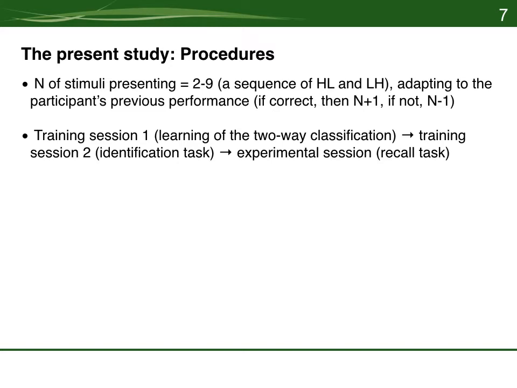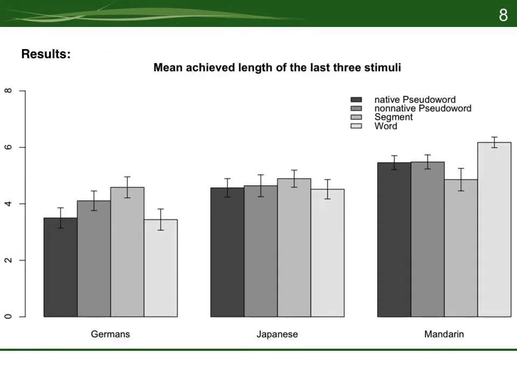The number of stimuli varied between 2 to 9 according to the participants' previous responses. If the answer was correct, the next trial contained n+1 stimuli. If incorrect, n-1. Here are our results.